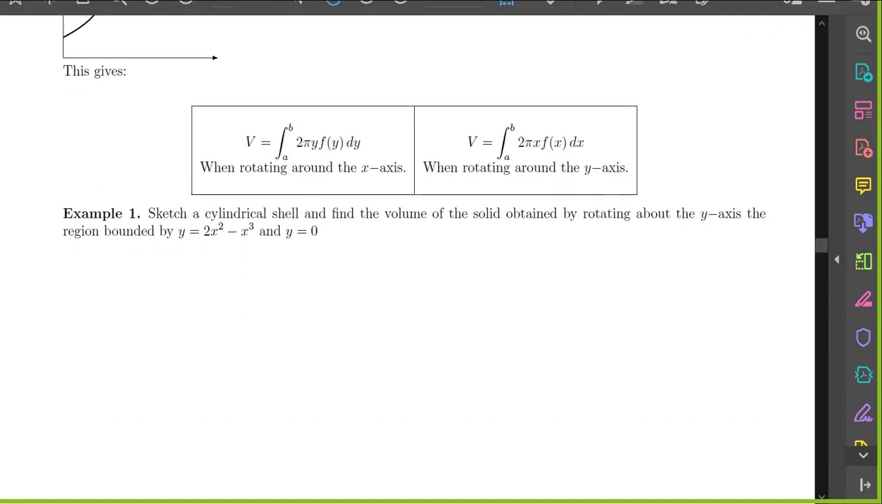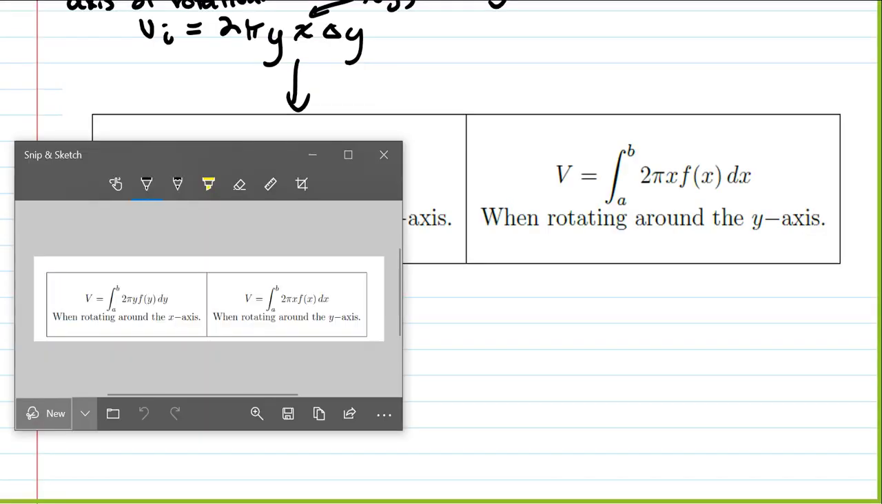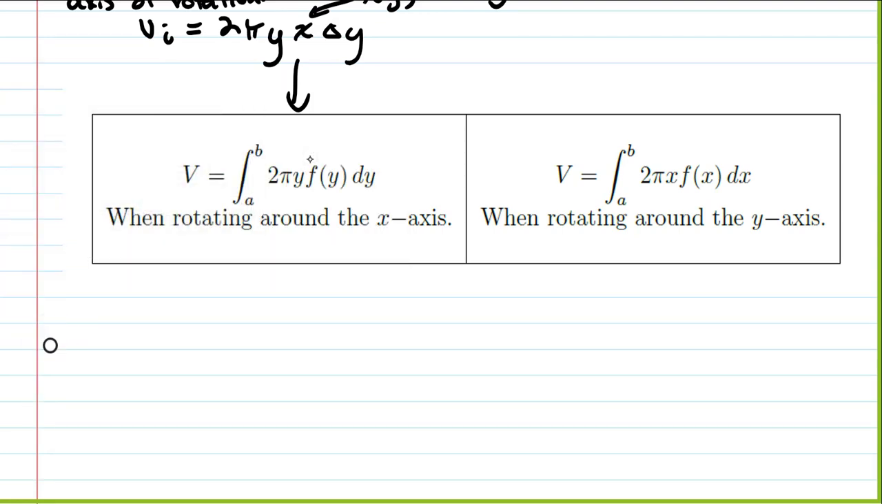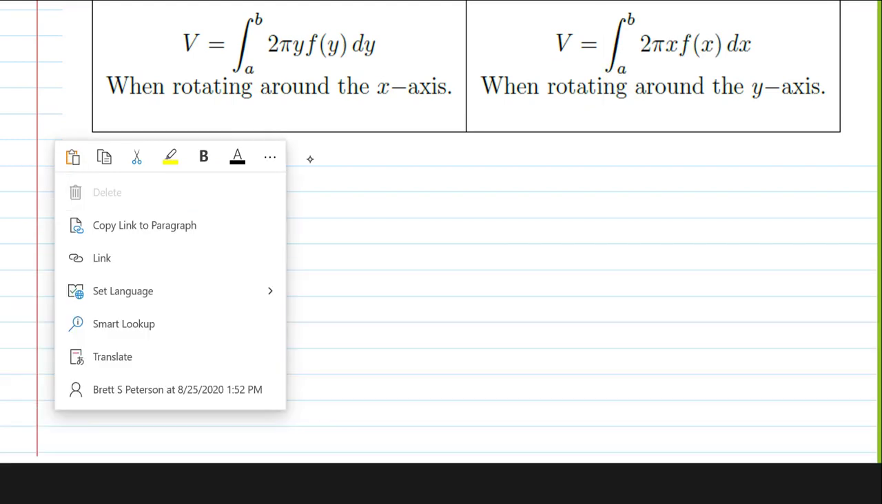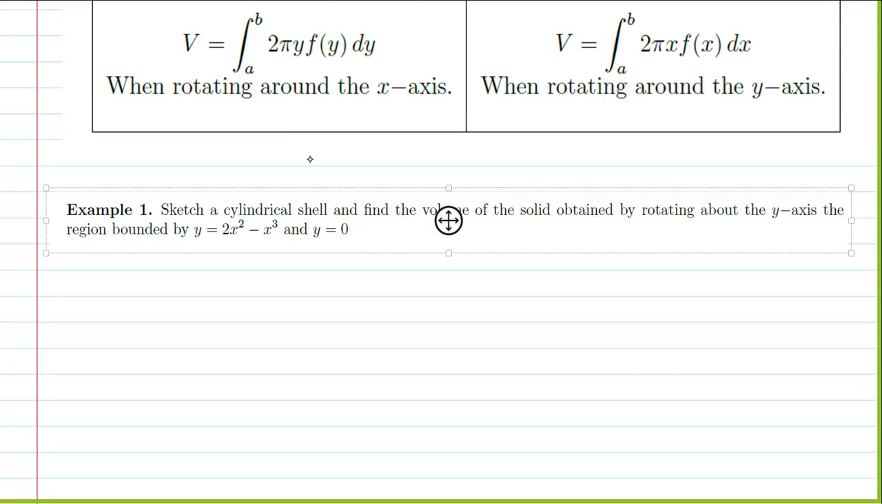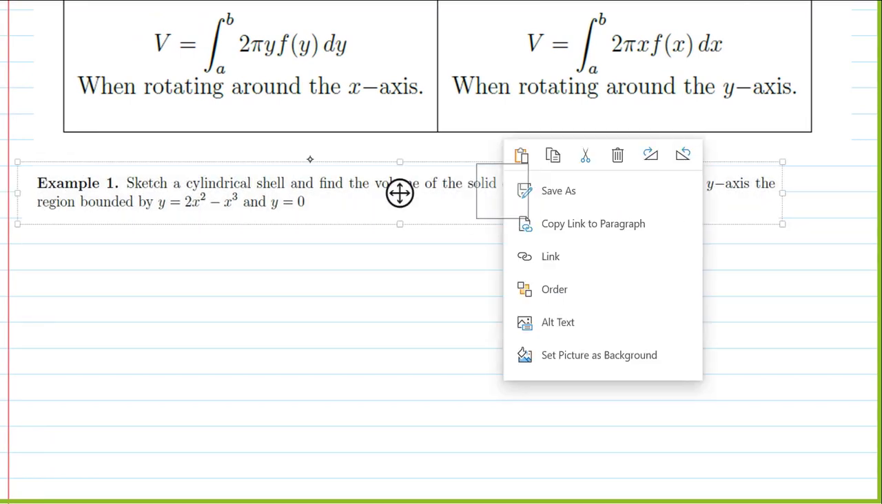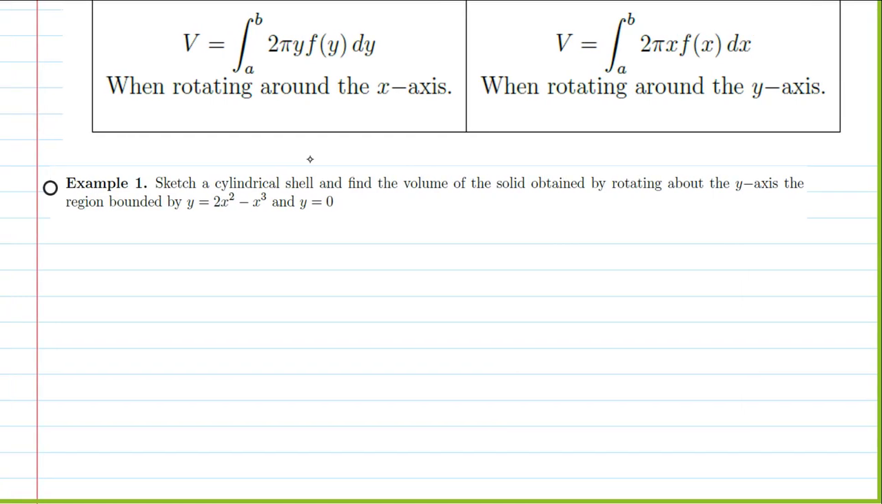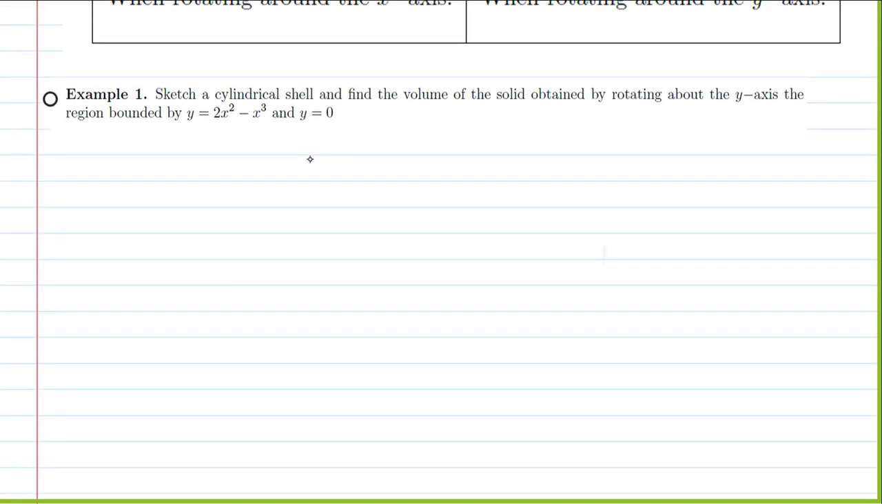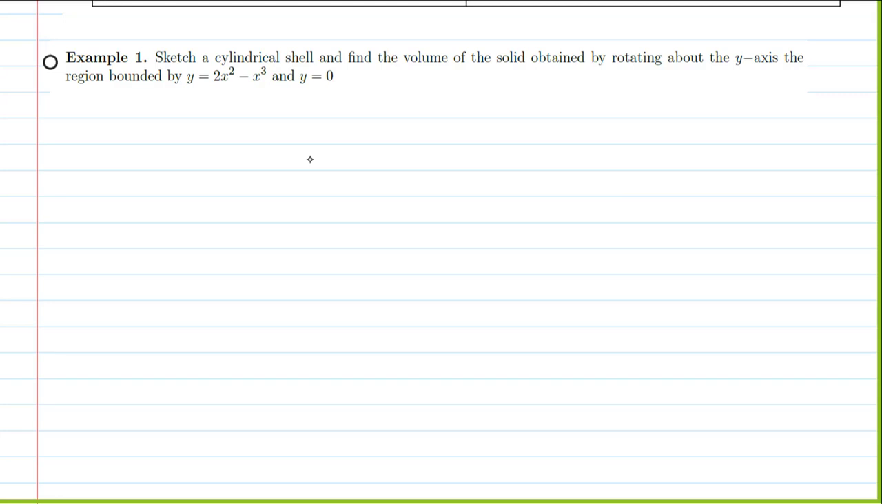So let's go ahead and do example number 1. Sketch a cylindrical shell and find the volume obtained by rotating about the y-axis the region bounded by y equals 2x squared minus x cubed, and y is equal to 0.